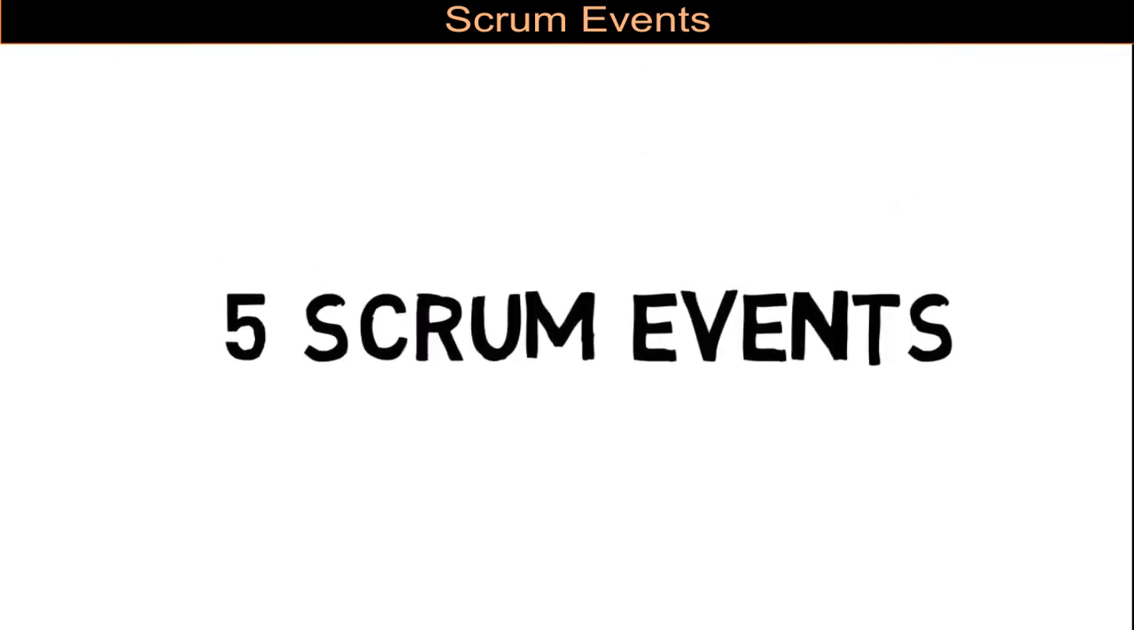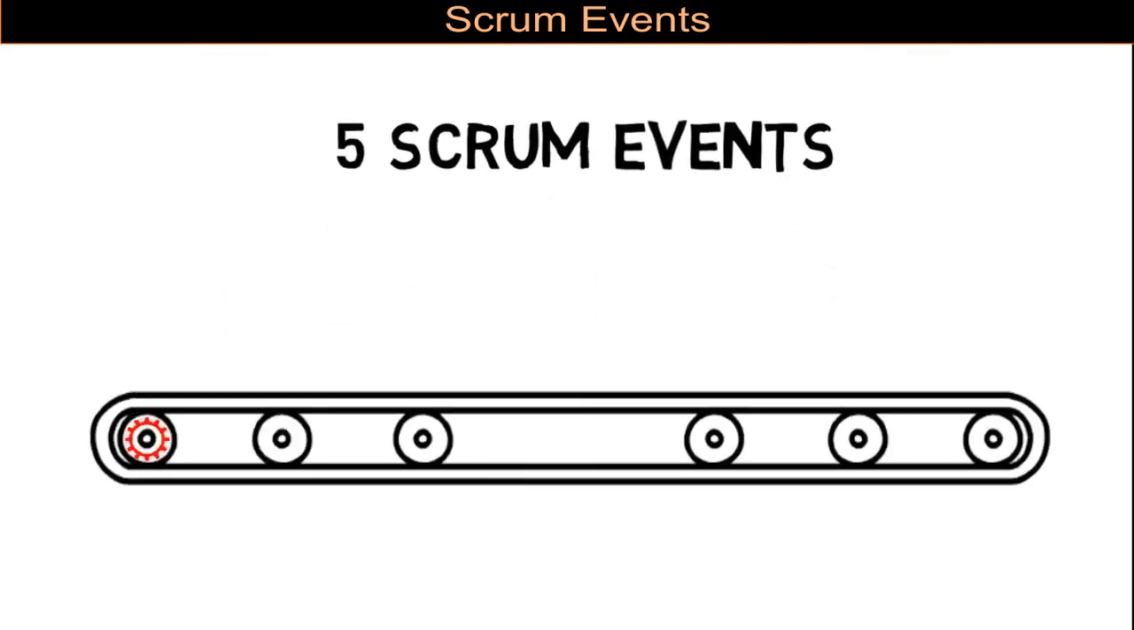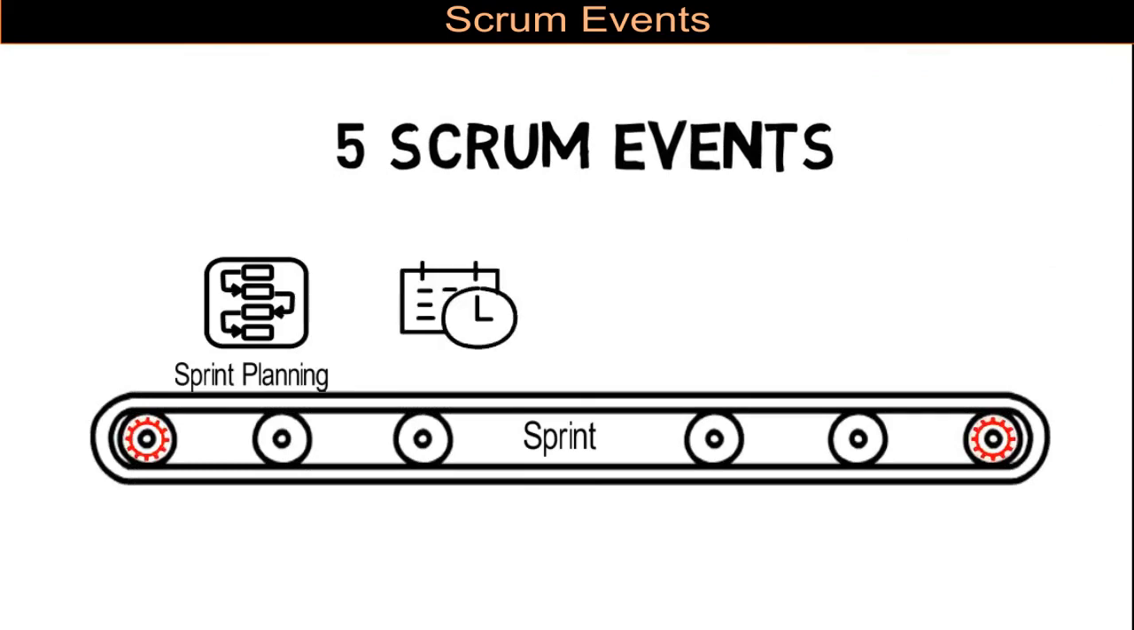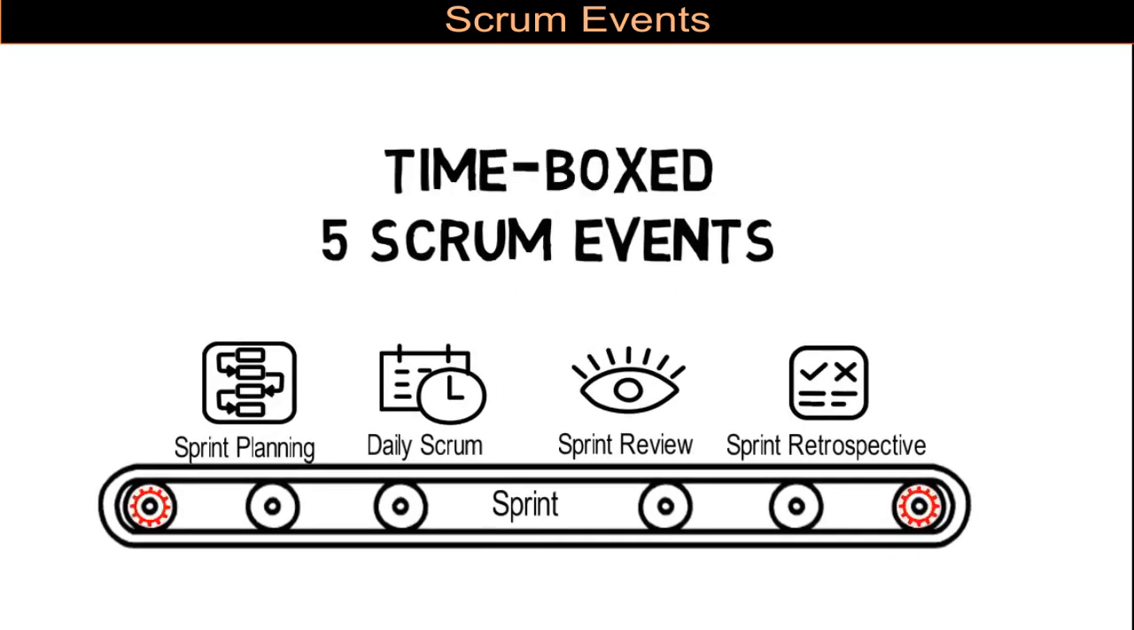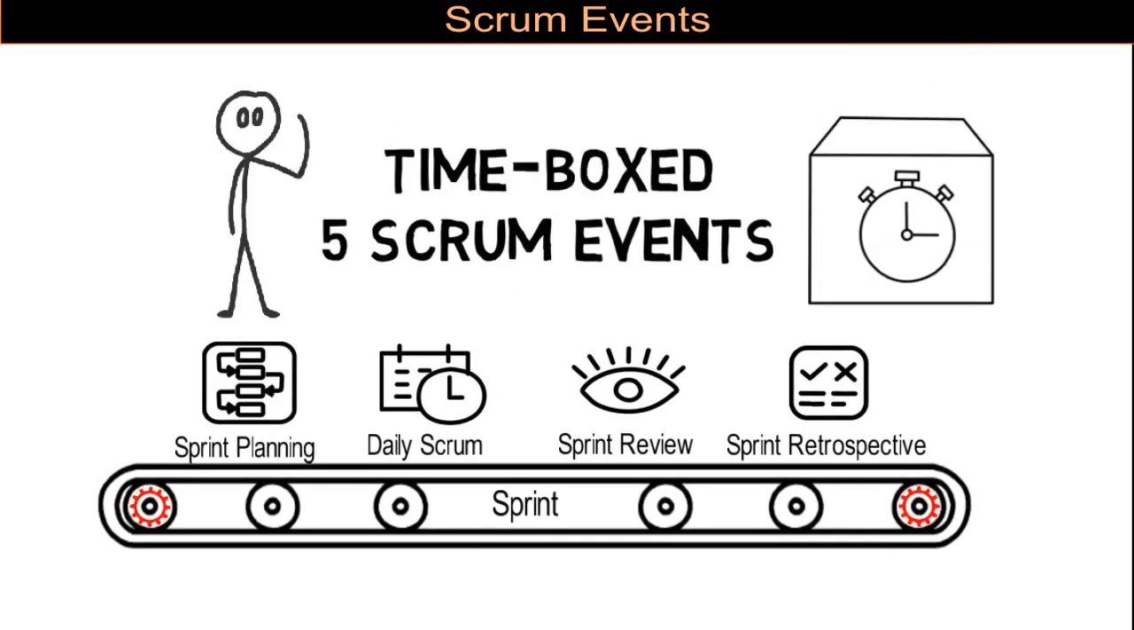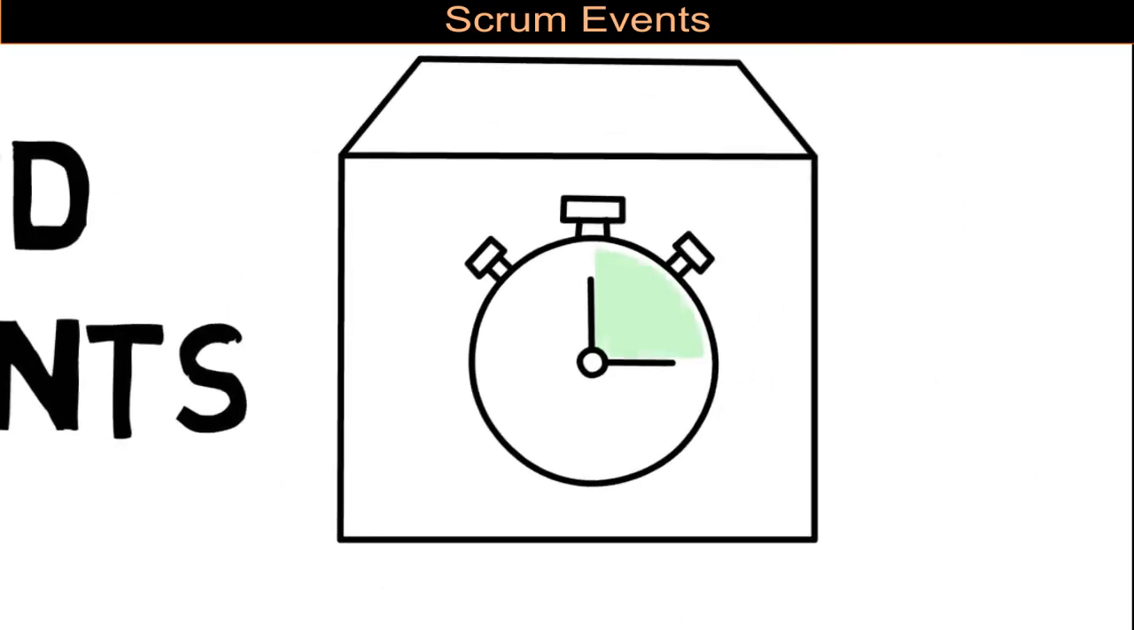You might remember from the previous video, there are 5 events defined in the Scrum guide. They are Sprint, Sprint Planning, Daily Scrum, Sprint Review, and Sprint Retrospective. All of these events are time-boxed events. What does that mean? A time box is a predefined period of time during which the event must be accomplished. A Scrum event is not allowed to exceed the predefined time box duration.